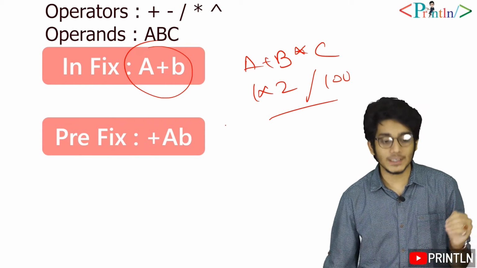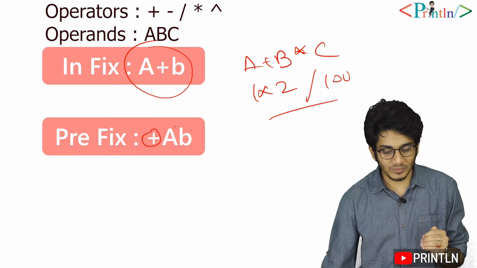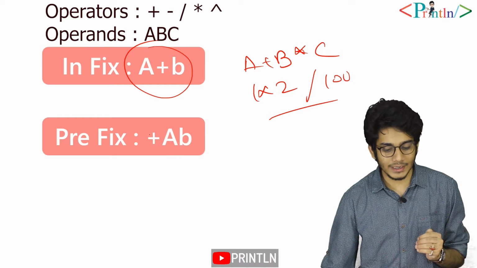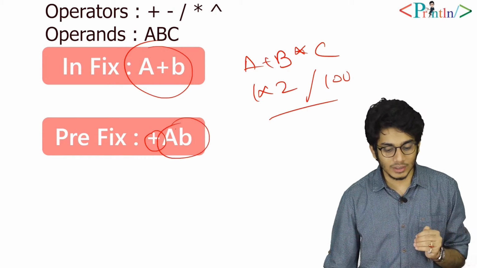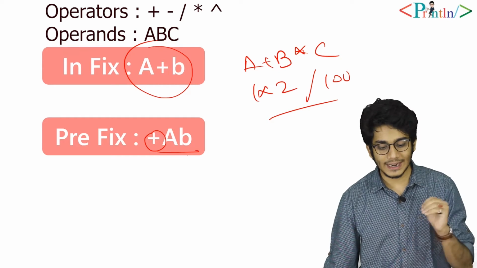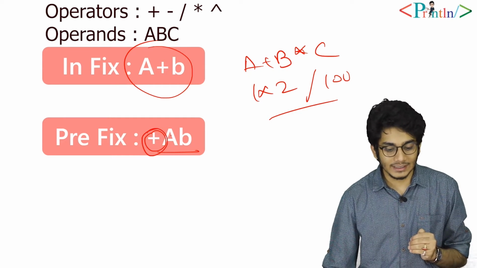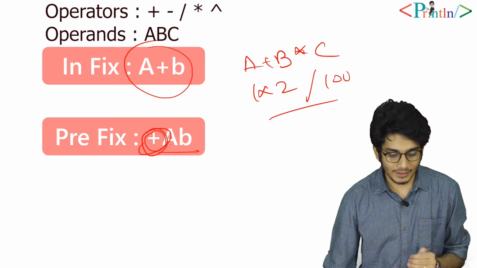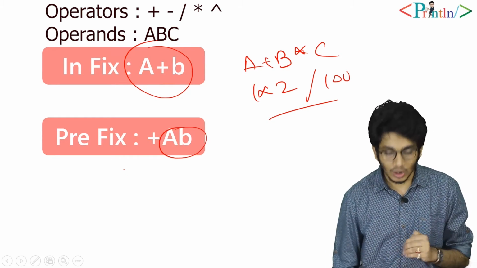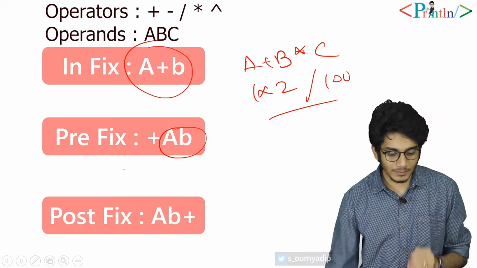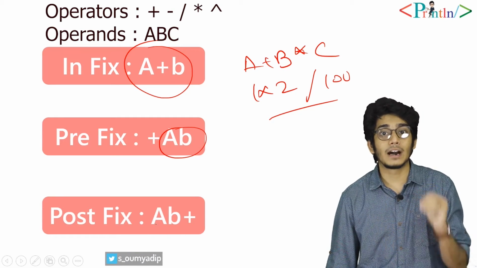So what is a prefix expression? That is plus ab. So here we have the plus operator before the operands. These are the operands, that is a and b, and this plus is the operator. In prefix the operator will come before the operands, or the characters, you can say. In postfix your operators will come after your operands.